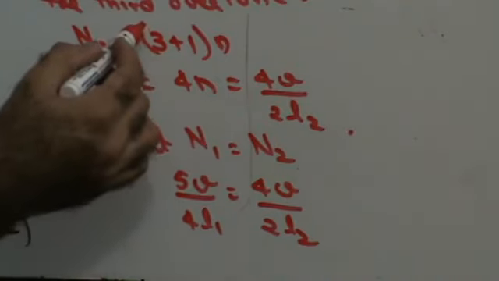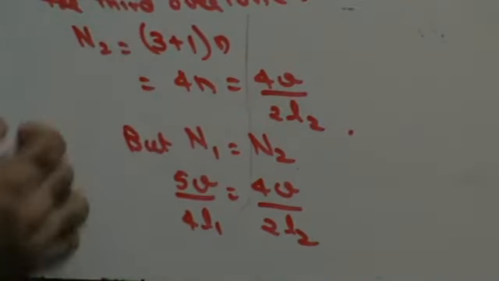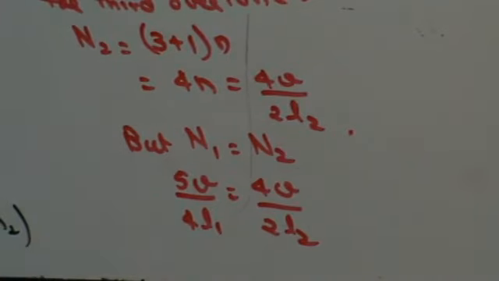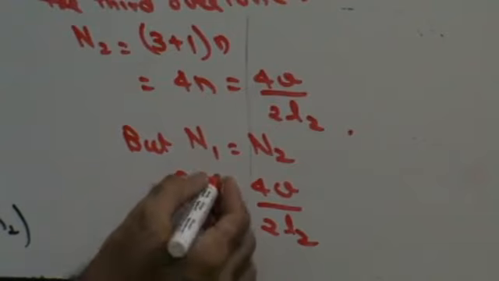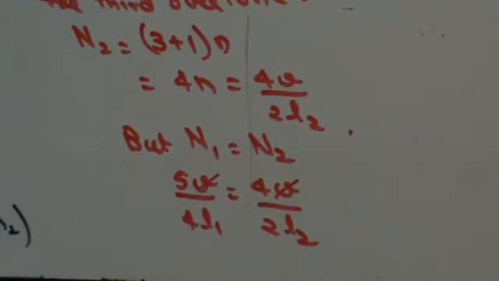For a closed tube it is 2n plus 1, for an open tube it is n plus 1. In that case you will get V and V cancelled, so you could cross multiply.